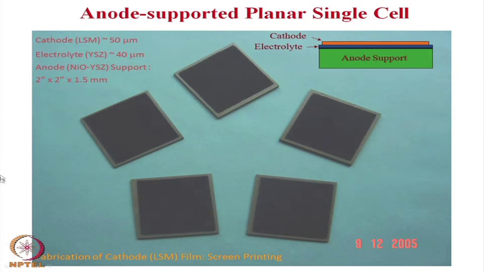These are some typical examples of cells made at CGCRI in fact. So, these are the tapes made at CGCRI at some point of time while I was there. These are basically nickel YSZ anode. This is the basic structure, nickel YSZ anode, and then this black one is actually screen printed LSM. Okay. The screen printed LSM is here. So, the typical dimensions are there.